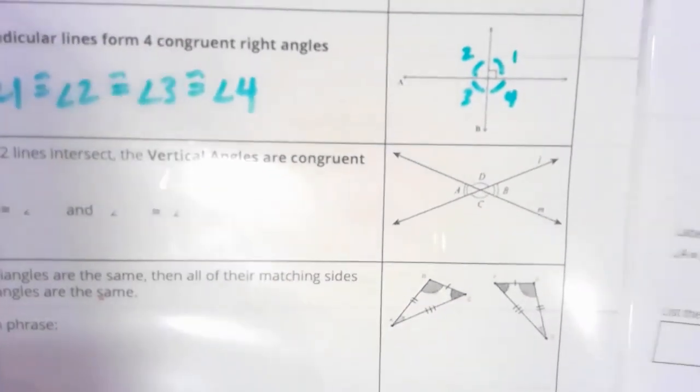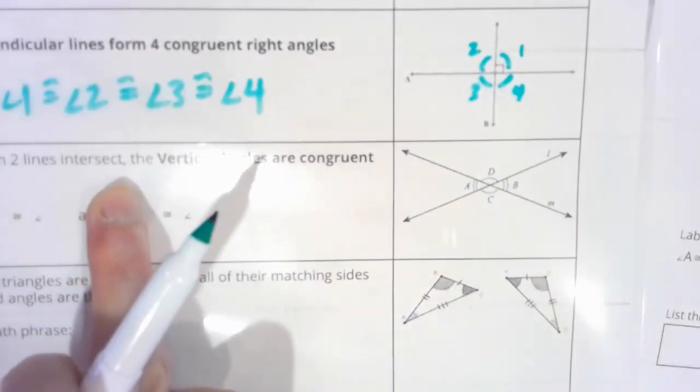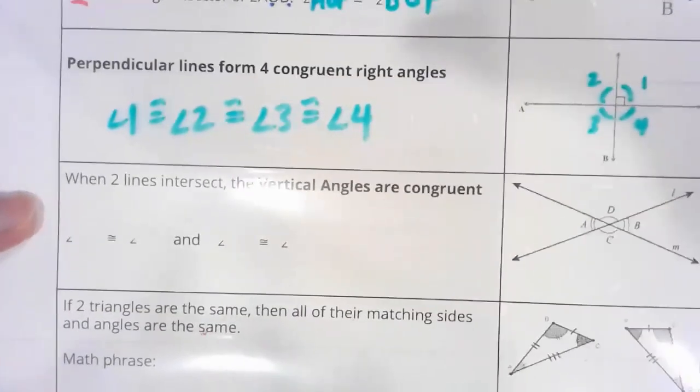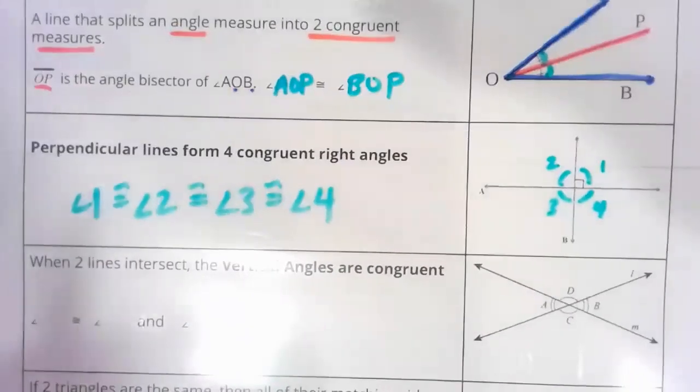Something else. When two lines intersect, sorry, there's a lot of glare. I'm going to try to reduce that. I can reposition this a little bit.